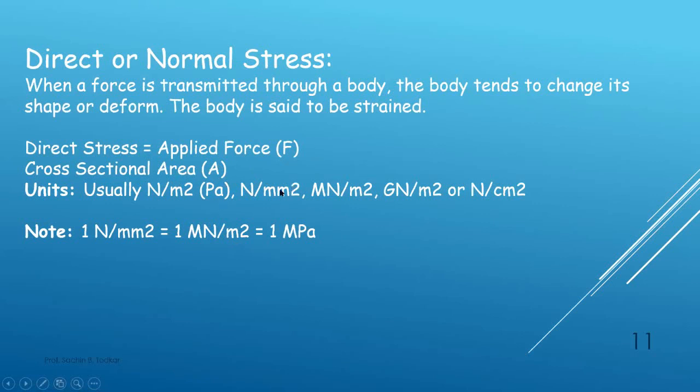So divided by sign is done, it is missing here. So the unit is Newton per meter square. Newton per meter square is called Pascal. You might know that in fluid mechanics we use this Pascal unit very frequently. But in case of SOM, we are going to use Newton per mm square as a unit.